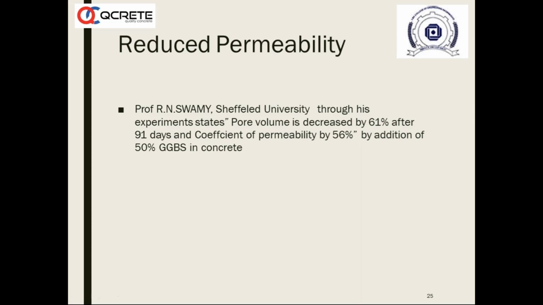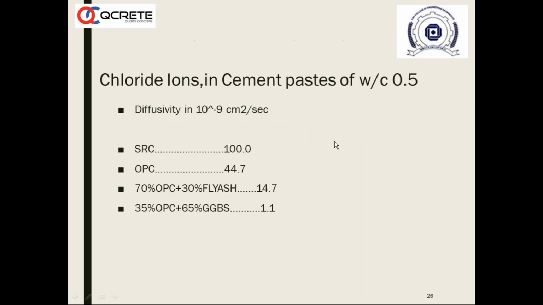GGBS is made from grinding slag. Slag is a byproduct of the blast furnace, that is, the steel plant. And this slag is ground to a certain fineness, 3000 square meters per kg, and then it becomes ground granulated blast furnace slag, that is GGBFS. When you use this at 50%, Professor Swami says that the permeability is reduced by more than 50%, that is 56%. Resistance to chlorides is significantly increased.